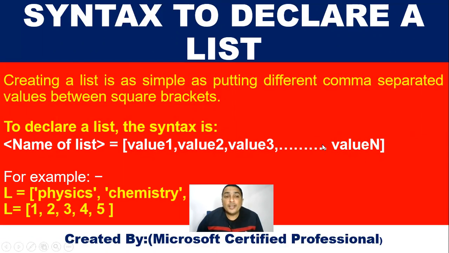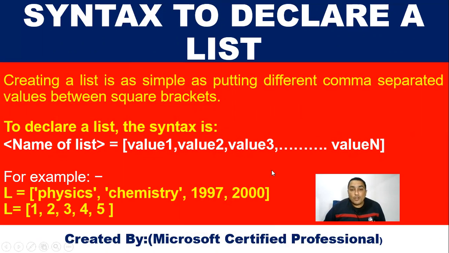So dear student, creating a list in Python is very simple. You can put different comma separated values in square brackets and create a list. Creating a list is as simple as putting different comma separated values between square brackets.